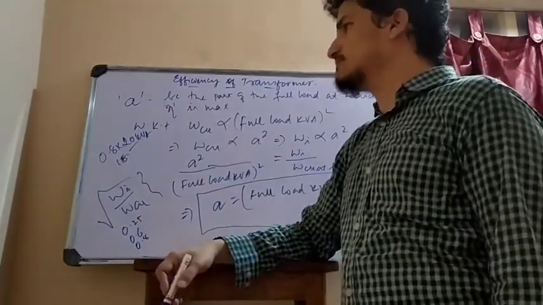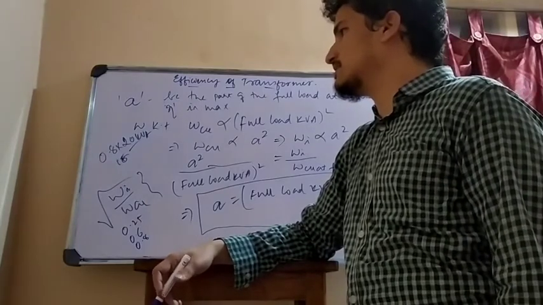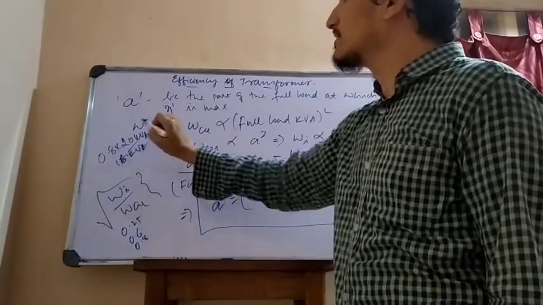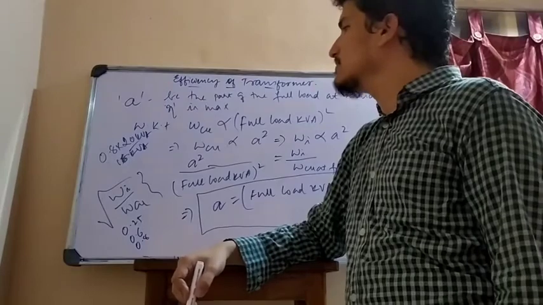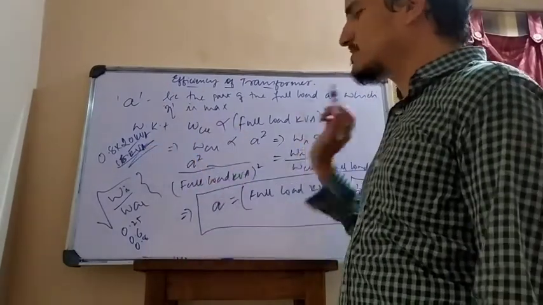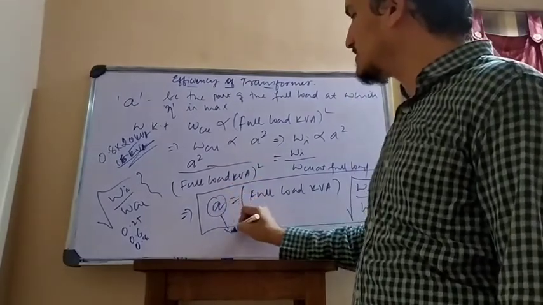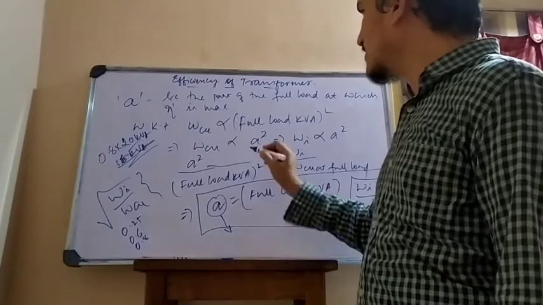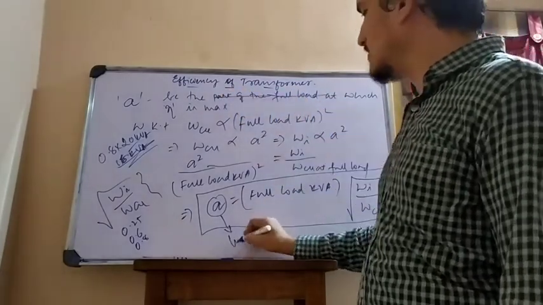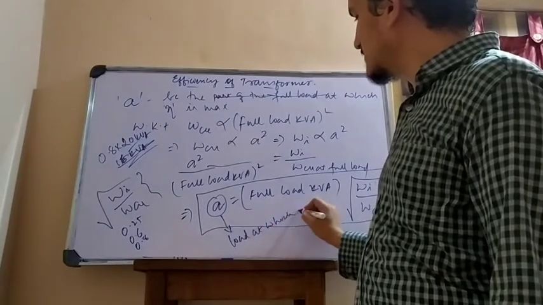18, 10 is the 50%, 75 is around 16%, 16 kVA. 16 kVA is the loading at which the efficiency is maximum. That's what it shows. A is the load at which efficiency is maximum, not part of the load.